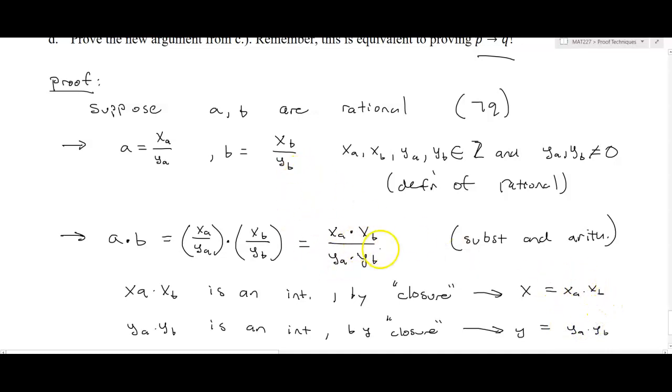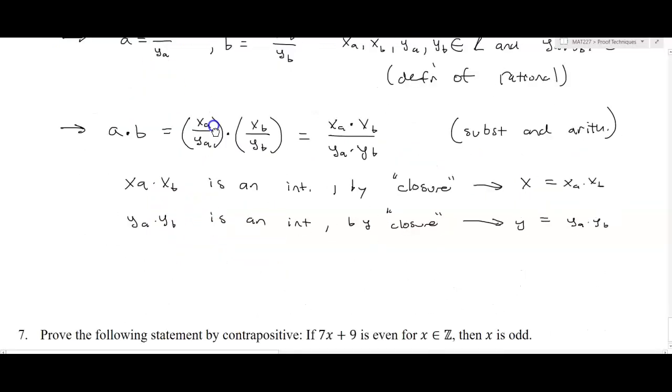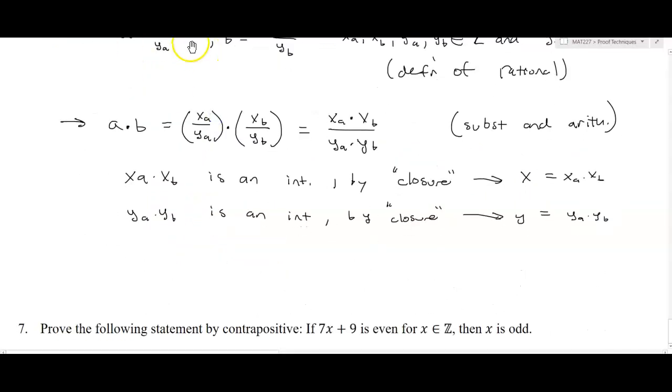Now I just have to make sure that the denominator is not zero. But we already said that YA and YB are not zero. Therefore, YA times YB can't be zero. So since YA is not equal to zero, and YB is not equal to zero, YA times YB is not equal to zero, right? The only way for two numbers to multiply and give me zero is for at least one of them to be zero.